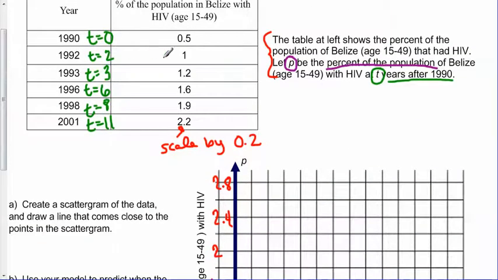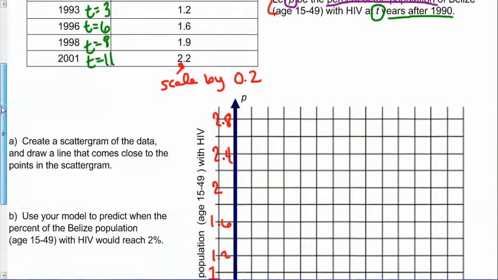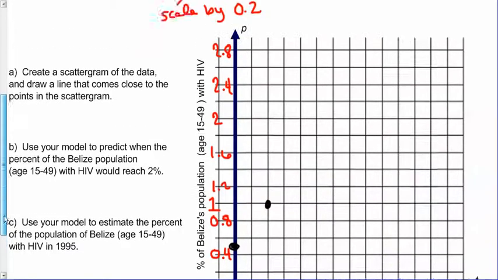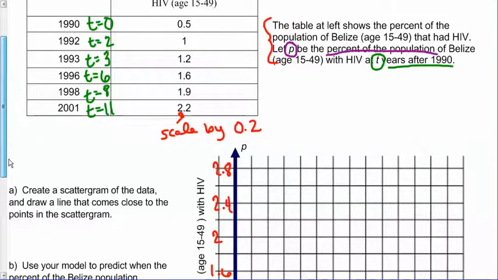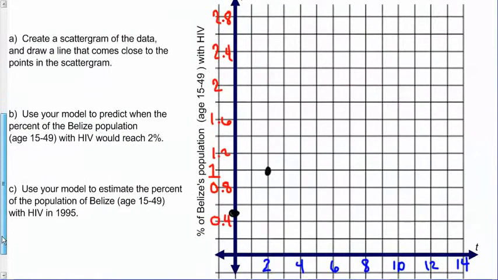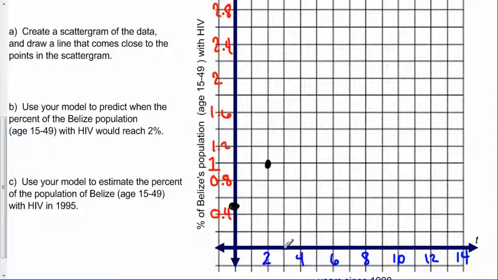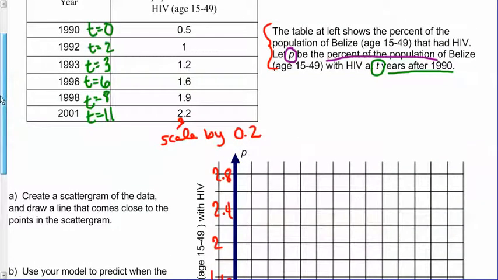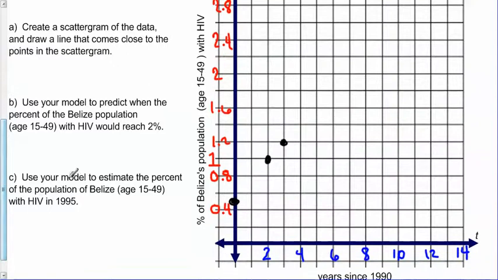Now we want to plot the point (2, 1). So we can certainly come down and do that one. So here's 2, and here's 1. Sorry for all the scrolling up and down here. The next one is (3, 1.2). So at 3 years since 1990, the percent is at 1.2. At t equals 6, so 6 years since 1990, we're at 1.6.